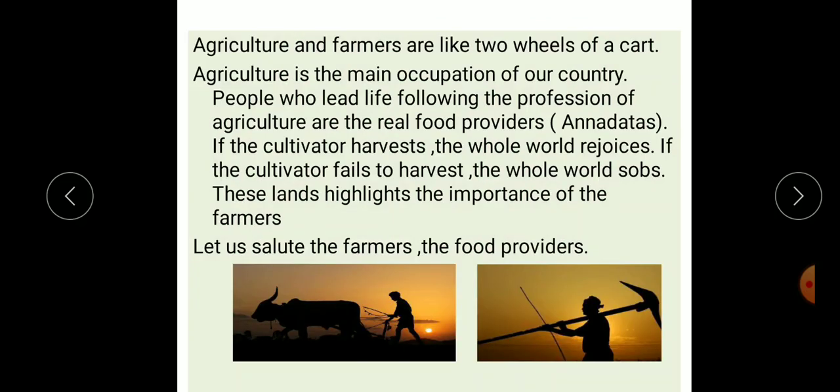Agriculture and farmers are like two wheels of a cart. Agriculture is the main occupation of our country. So people who lead life following the profession of agriculture are the real food providers. They are also called annadatas. If the cultivator harvests, the whole world rejoices. If the cultivator fails to harvest, the whole world sobs. So these lines highlight the importance of farmers. So let us salute the farmers, the food providers.